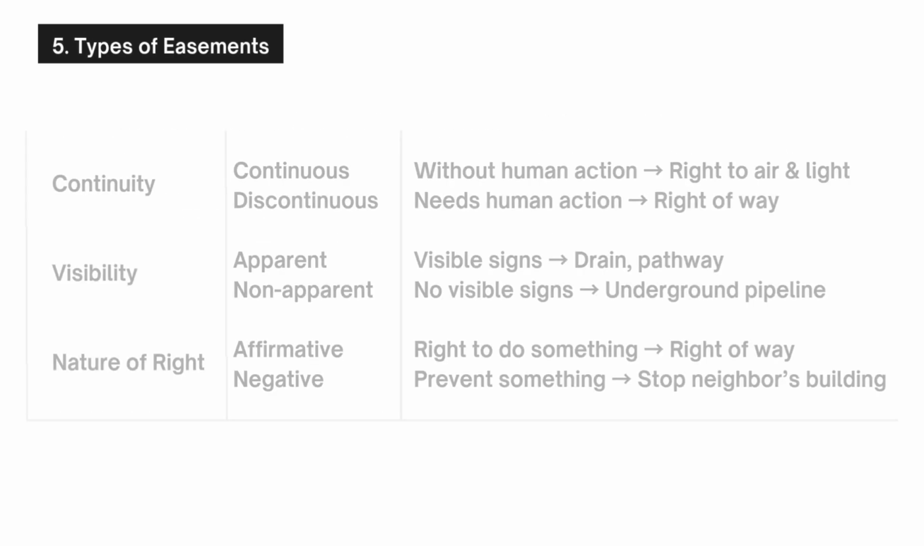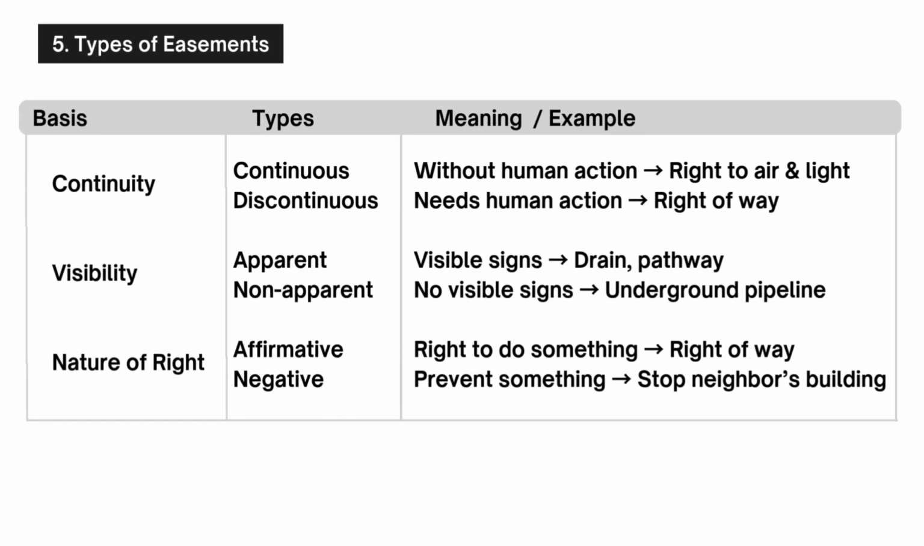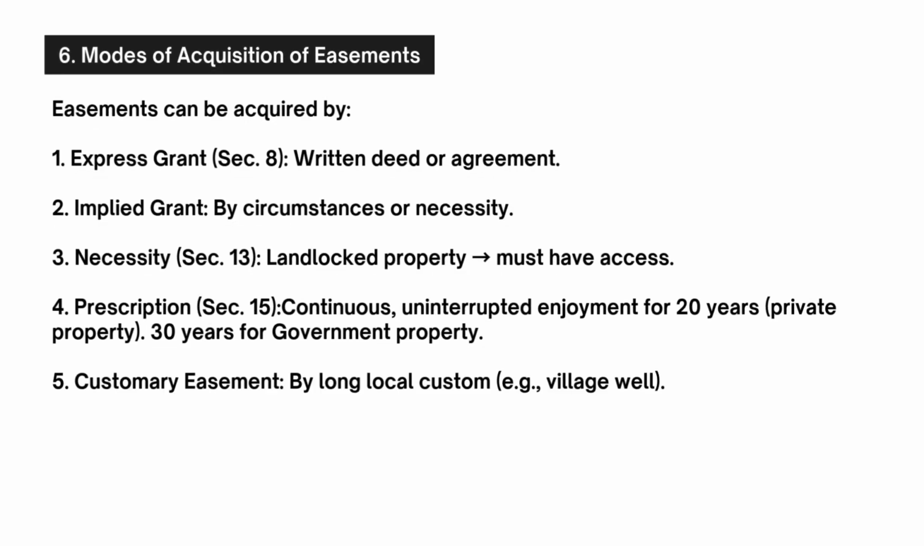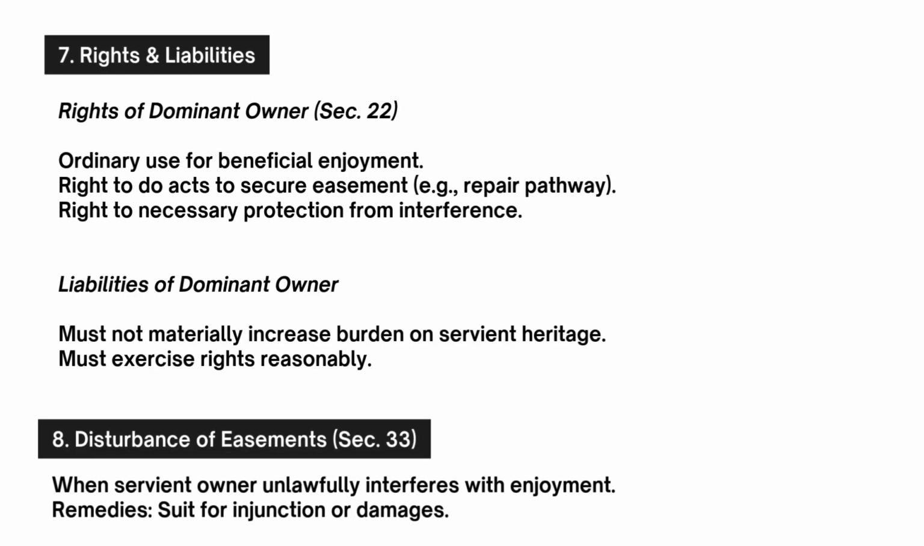5. Types of easements and their meaning, with example. 6. Modes of acquisition of easements. Easements can be acquired by 1. Express grant. 2. Implied grant by circumstances or necessity. 3. Necessity. 4. Prescription. 5. Customary easement. 7. Rights and liabilities. Rights of dominant owner, Section 22, and liabilities of dominant owner.